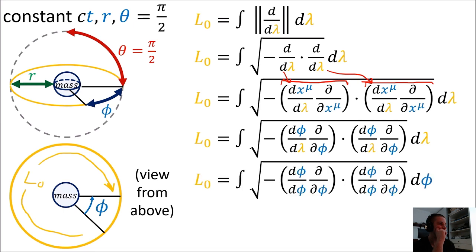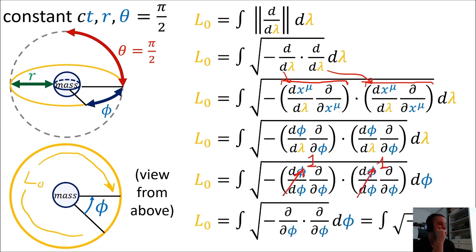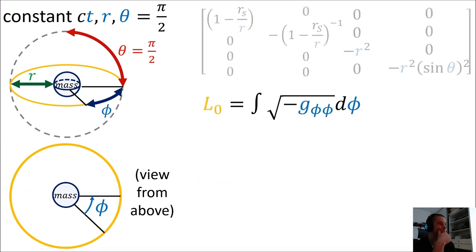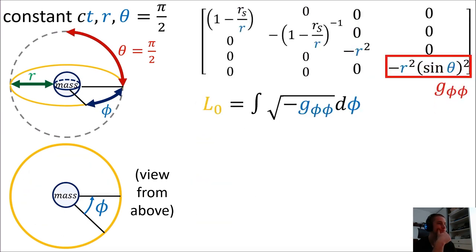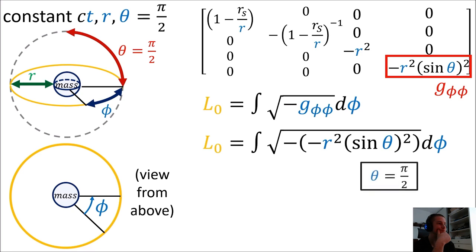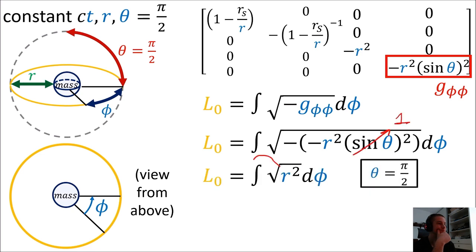Using phi as our path parameter, we get the conversion factor between phi and proper length to be the square root of negative g phi phi. Looking at the metric, g phi phi is just negative r squared sine theta squared. But sine theta goes to 1 since theta is just a constant of pi over 2. We can pull r out of the integral, and the integral of d phi is just phi.